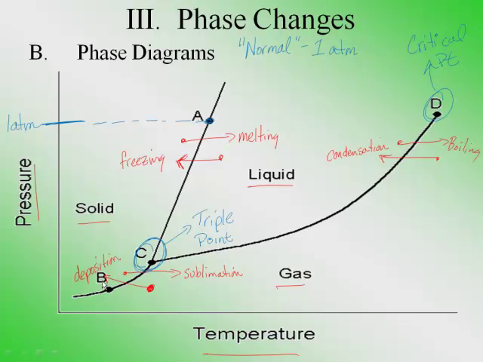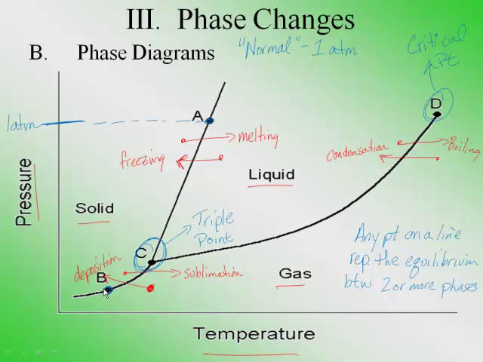Now, points like B, A, D, C, etc. Any point on a line represents the equilibrium between 2 or more phases of matter. Okay, C would be the only point where you could have 3, but any other point is going to be 2 or more phases of matter.